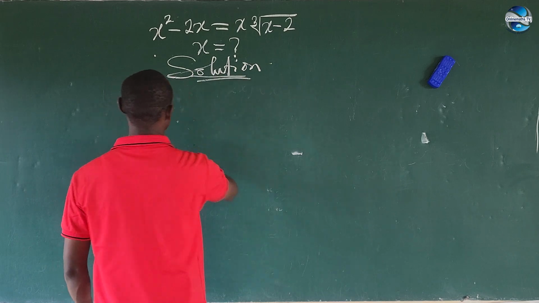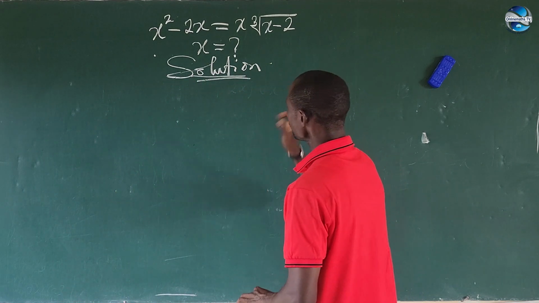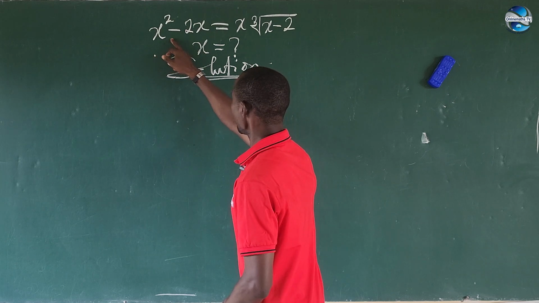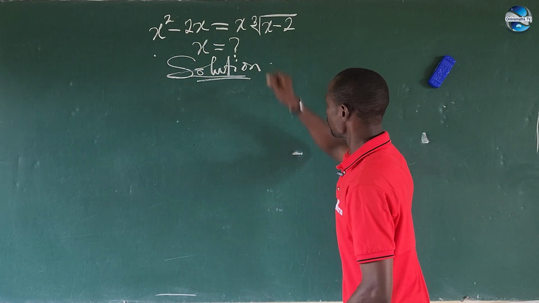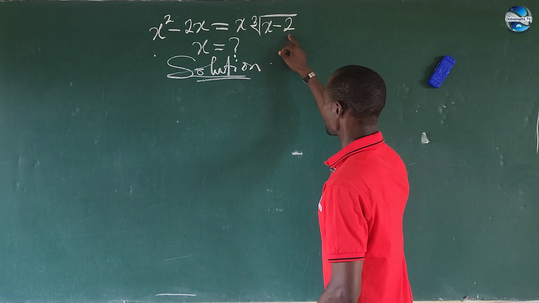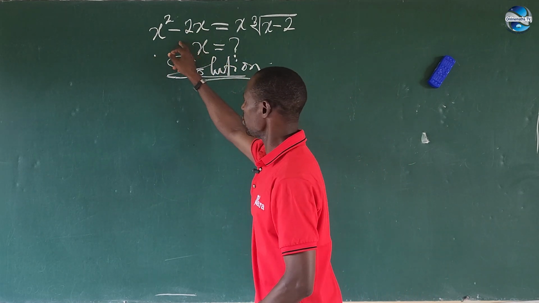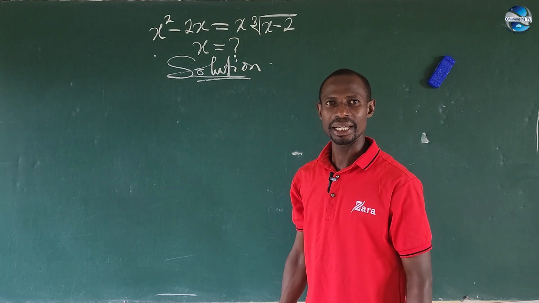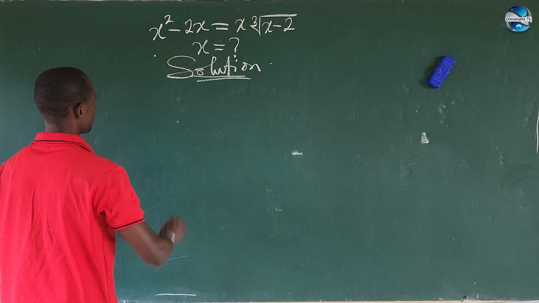Now look at this question carefully. If you look carefully, you'll discover that here we are having x to the power of 2 minus 2x. Look at what we have inside this radical here. We are having x minus 2, right? We can bring out x minus 2 from here if we factor out x from the left hand side of the equation, right? Good. So first of all, let's factor out x from this side.